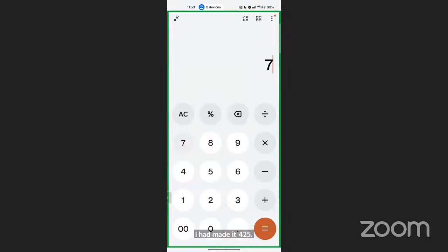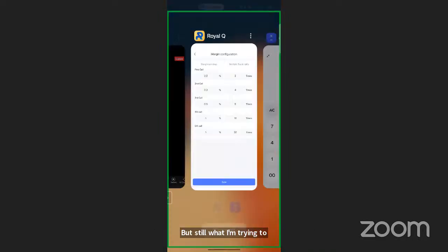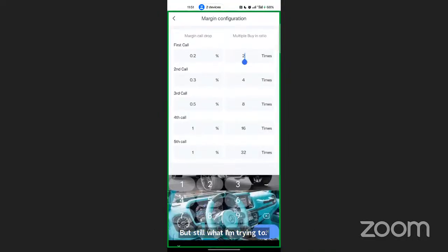Now 75 divided by 425 is 0.176. So let me see, 75 times 0.176. It is not coming out. There is someone who knows how to do that. But still, what I'm trying to say is I can edit this.